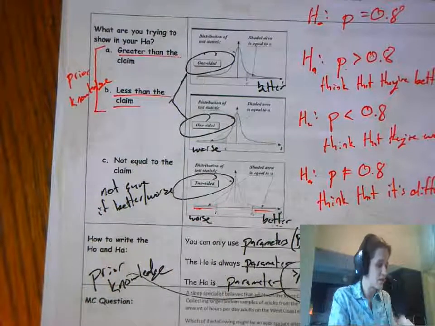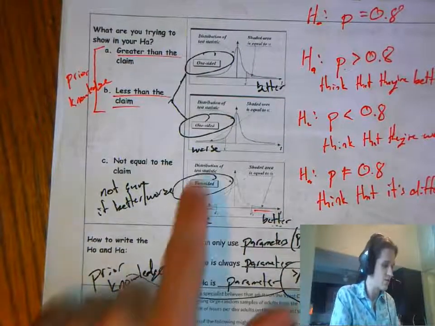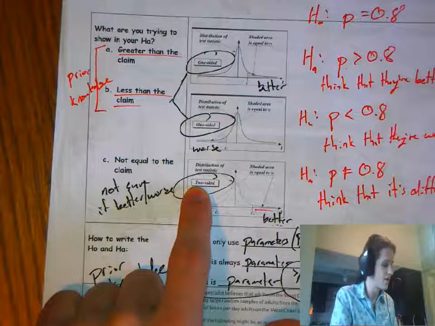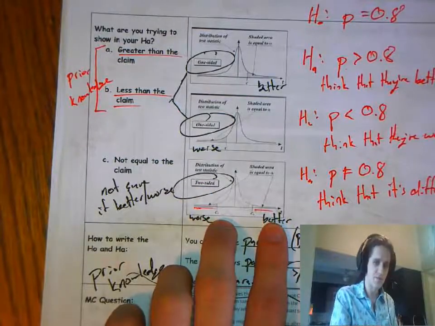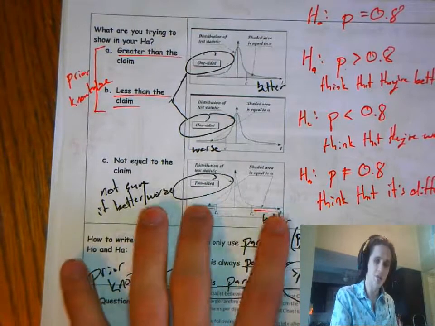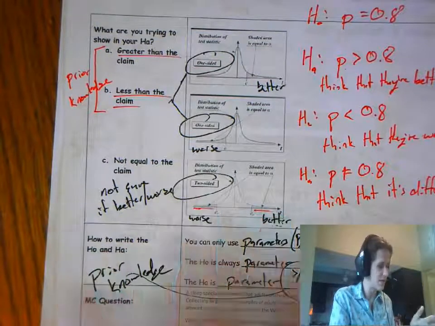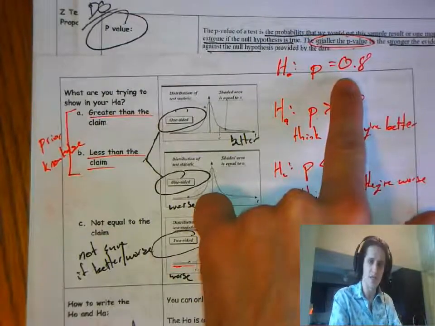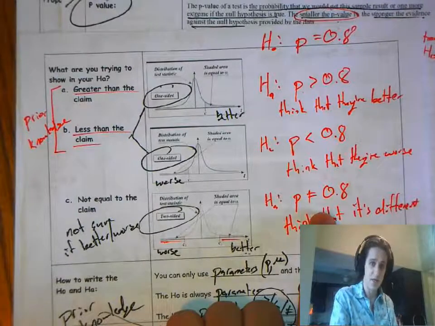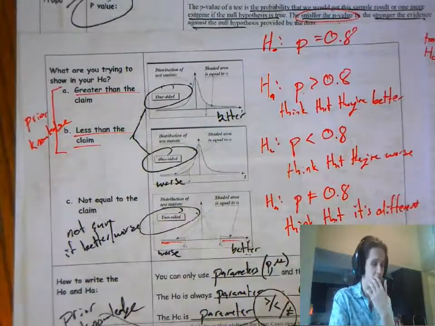We might just think it's different, in which case we do a not equal to, a two-sided alternative. Think about what that means. Values really far away on either side will let us say, I don't think the proportion really is 80%. I think it's different than that. So you might have better, worse, or different, and that just depends on your levels of prior knowledge.